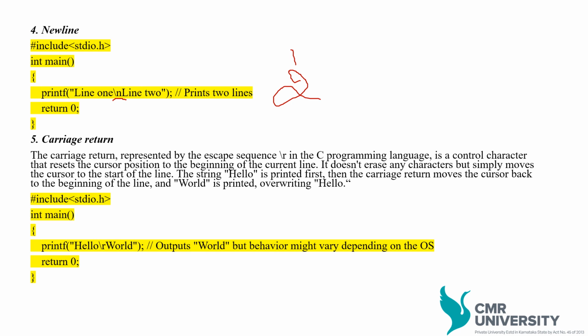and when we put a carriage return in it, it just moves the cursor back to the beginning of the line, and it only prints world, overwriting hello. It will only print world, which is displayed as the output. That's it.